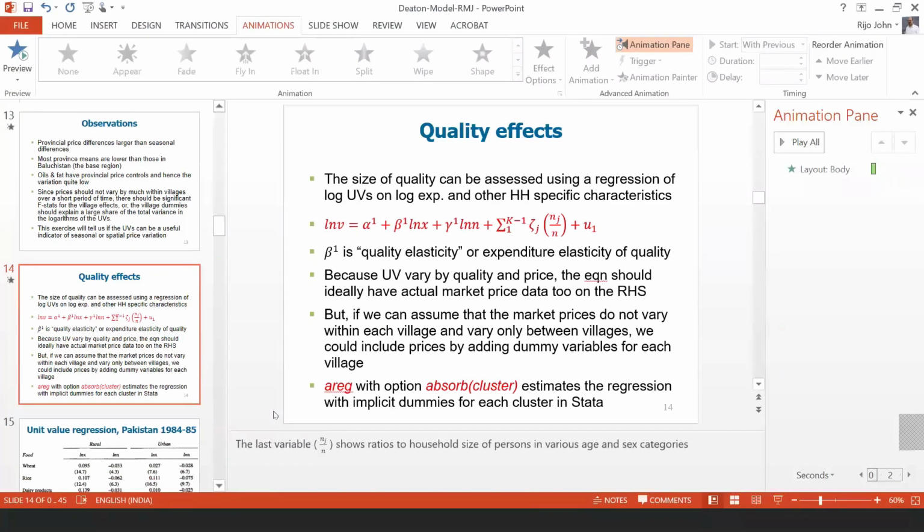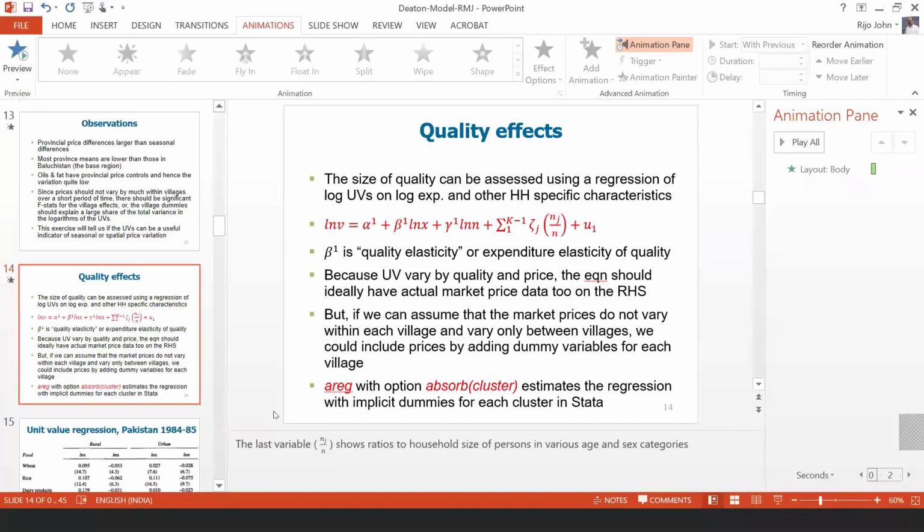So Stata has an option called areg. When you use the areg command in Stata instead of the reg command, you can use an option called absorb cluster at the end. It is as if you are specifying cluster dummies for all clusters in the data. Typically in a household budget survey, you will have thousands of clusters, and you don't want to specify all of them in the regression. Instead, you can use this absorb cluster option.